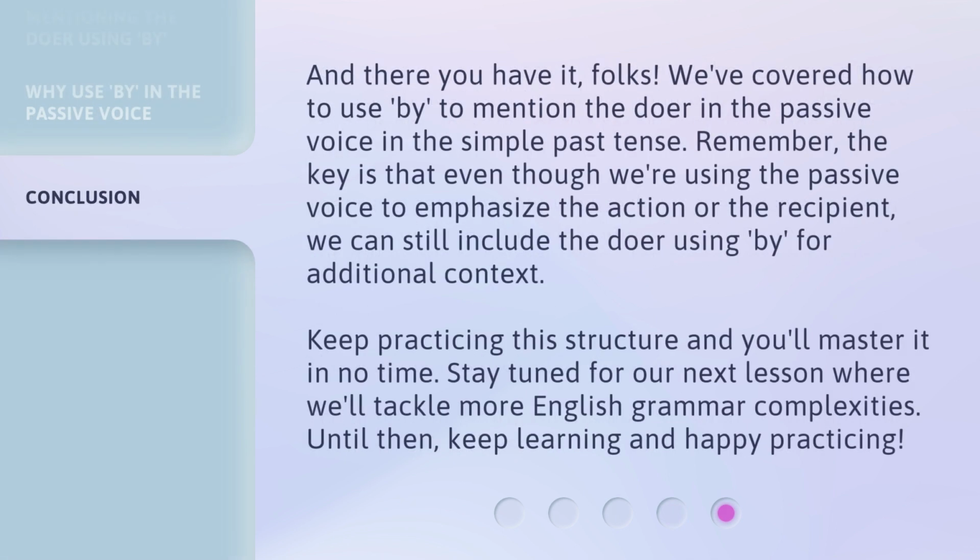And there you have it, folks. We've covered how to use by to mention the doer in the passive voice in the simple past tense. Remember, the key is that even though we're using the passive voice to emphasize the action or the recipient, we can still include the doer using by for additional context. Keep practicing this structure and you'll master it in no time.